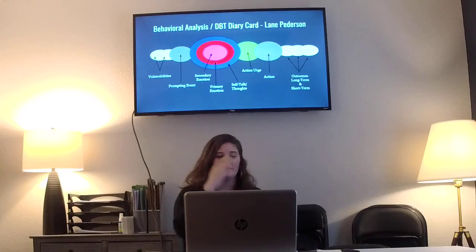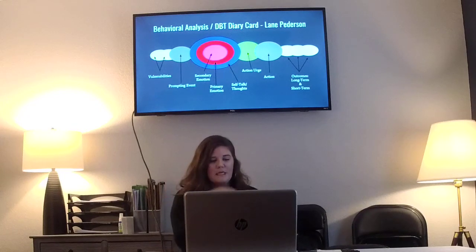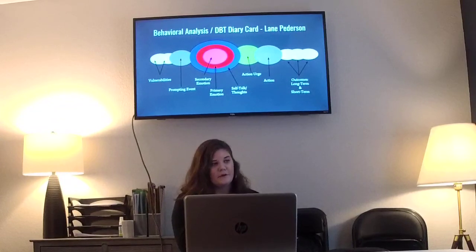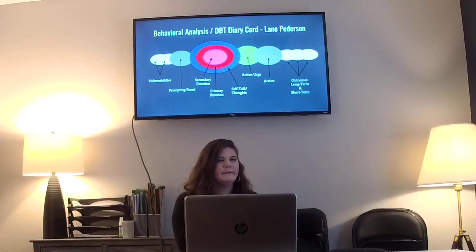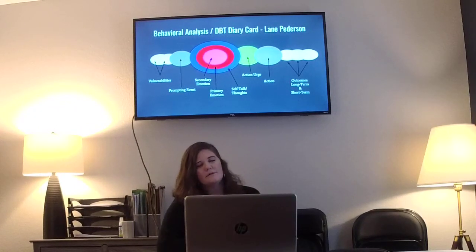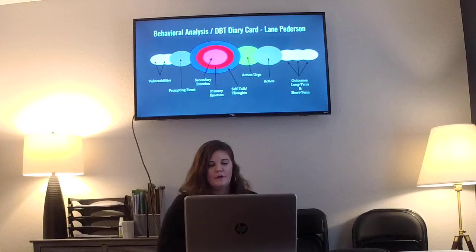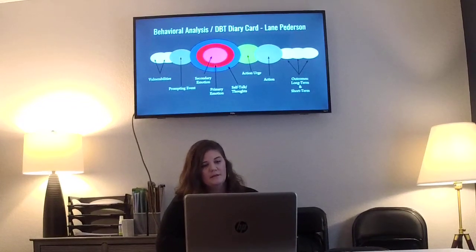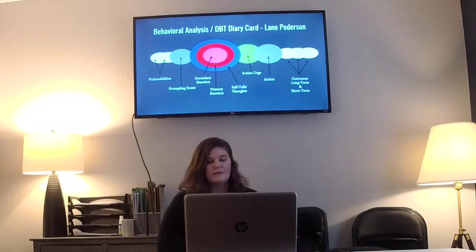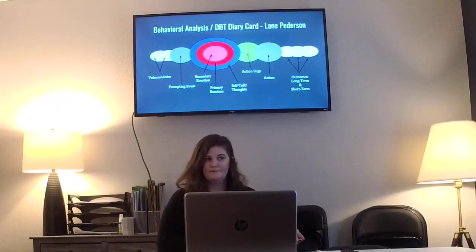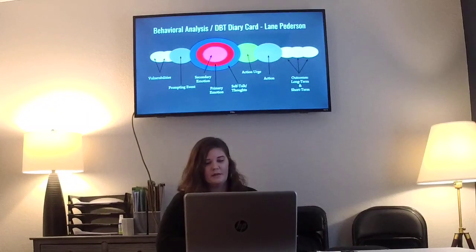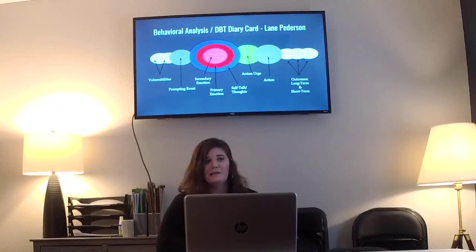So this is when we get to our action urge and our actual action. Sometimes we have an urge to yell, scream, and for some clients, it's self-harm or using a substance. There's also a difference between actually acting on that. So they want to differentiate: do you have the urge to do it, and also did you act on that urge? Then all of our actions are going to have outcomes. We have short-term and long-term. Short-term might be minutes, hours, the rest of that day. Long-term could be the next week, the next month, that kind of thing.